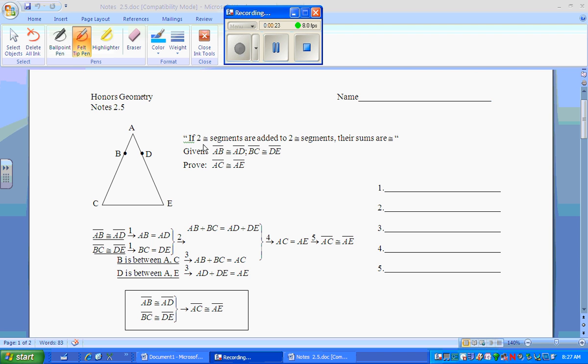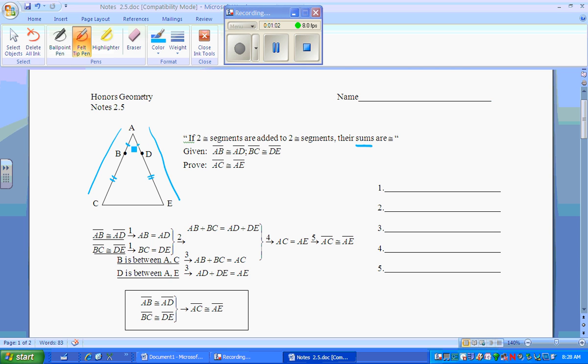If two congruent segments are added to two congruent segments, then the sums are congruent. Sums meaning addition. So we're saying two congruent segments are added to two congruent segments. The proof here is done for us. We just have to give our reasonings for why Mr. Brygiewski filled this proof in like this. Our givens were AB congruent to AD, BC congruent to DE, and our goal is to get AC, which is this big piece, and AE congruent.